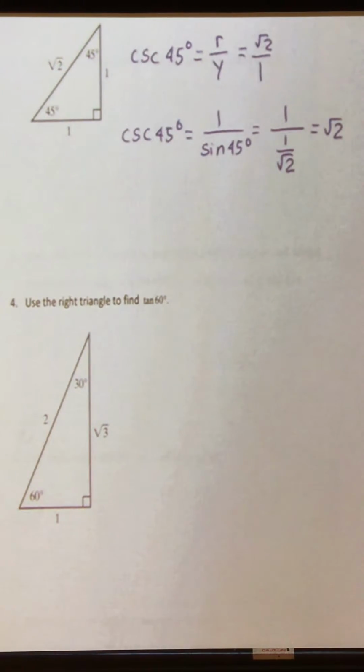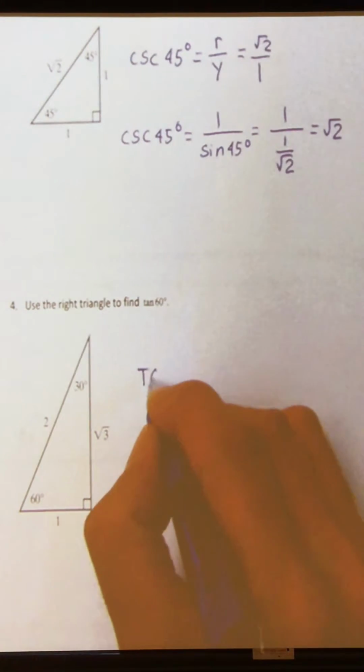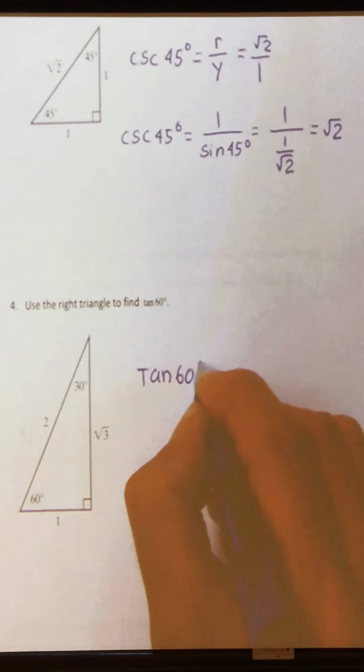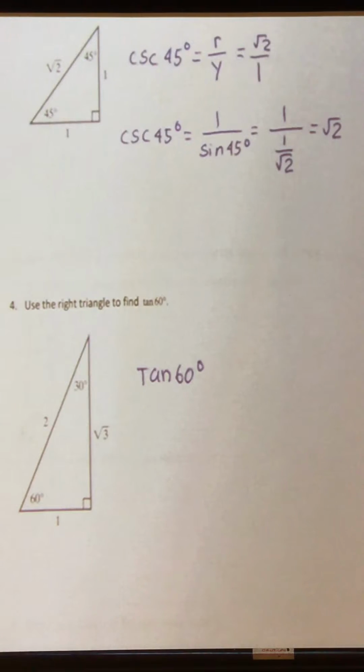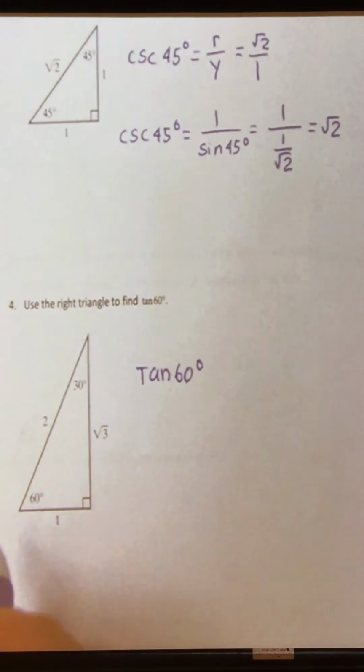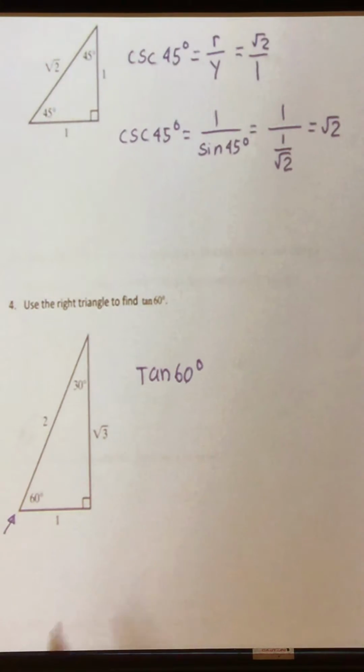Problem 4. Use the given triangle to find the tangent of 60 degrees. Okay, tangent of 60 degrees. First, make sure you're looking through the proper angle. 60 degrees is the given angle, so we want to view it this way. Put your eye there and look through the triangle.